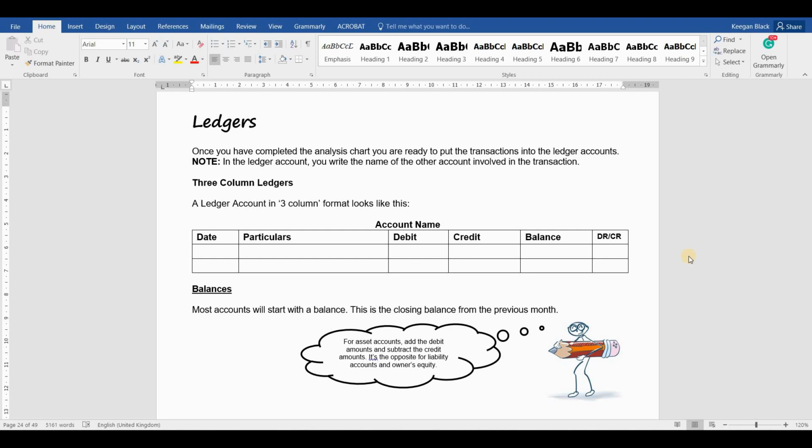Kia ora students, you love accounting, but there is a problem. Ledgers, you're not really sure how to do them. Trial balances too, maybe a bit of a mystery. So I thought I'd take a look at ledgers and how they work.